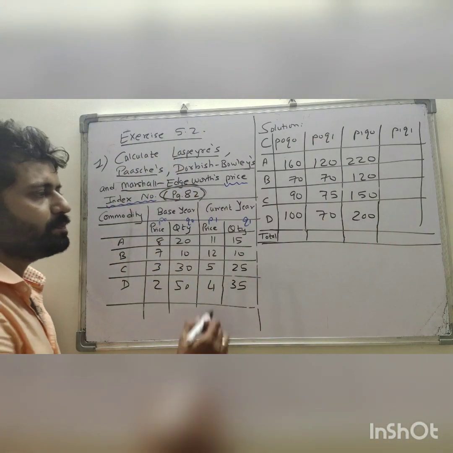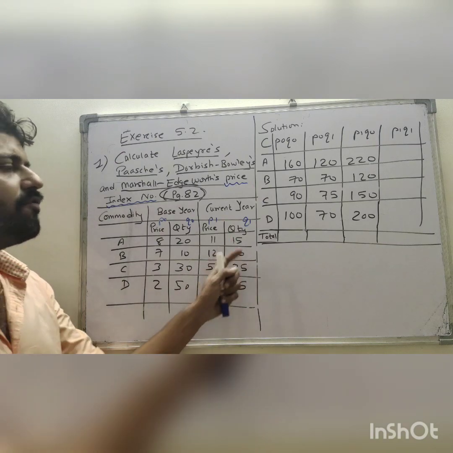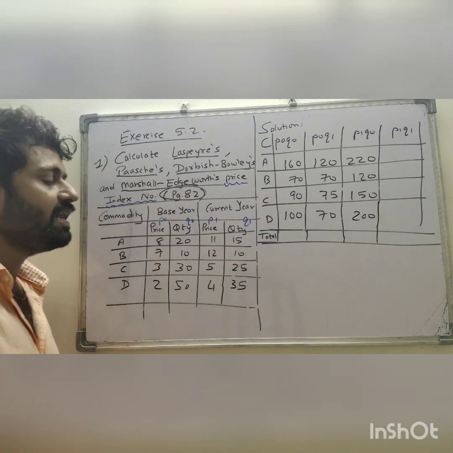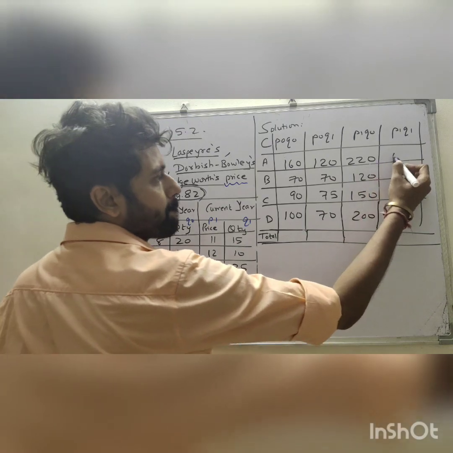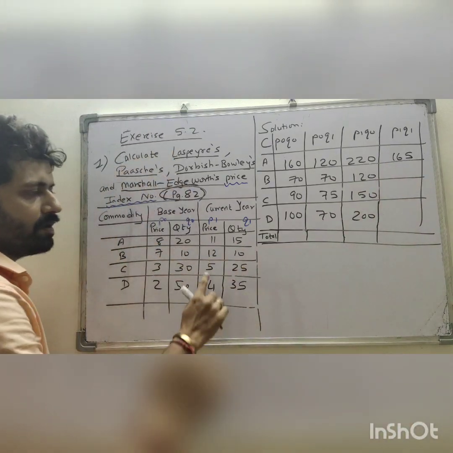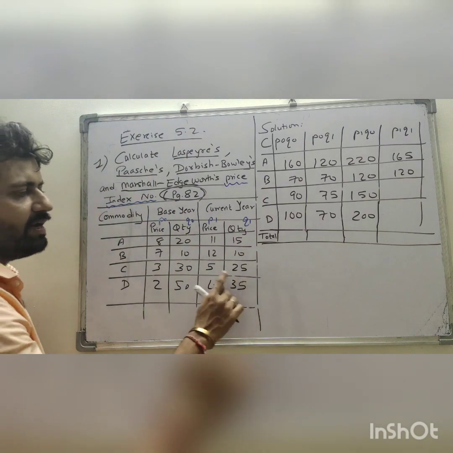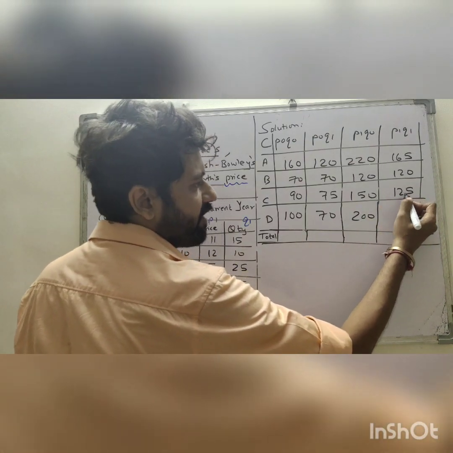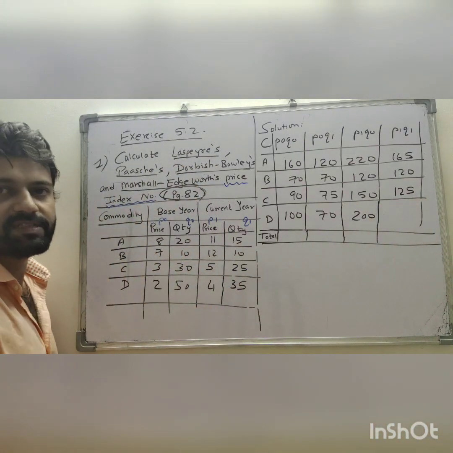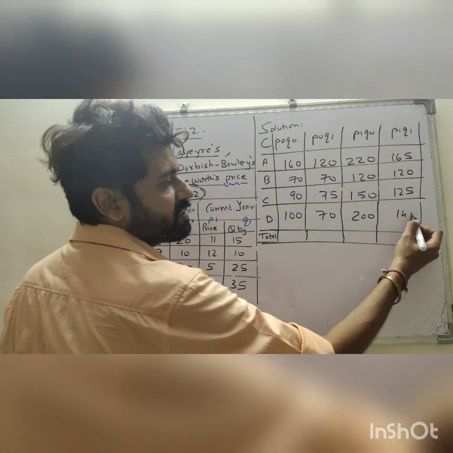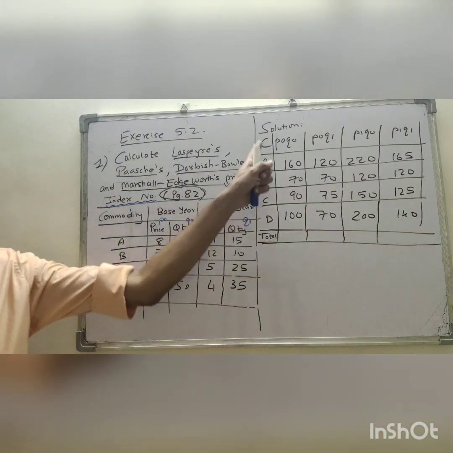And the last column is P1 Q1. 15 tens are 150, 15 11s are 165. 12 tens are 120. 25 5s are 125. 35 2s are 70, 70 are 140 because it is 35 4s. And now we have to add them.